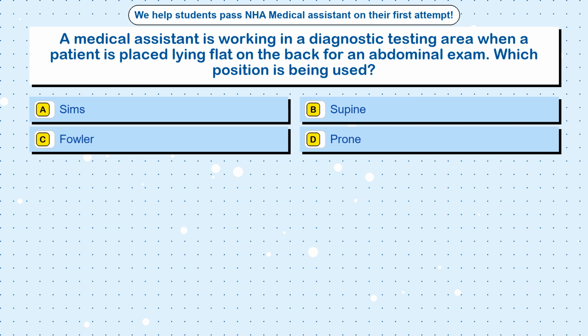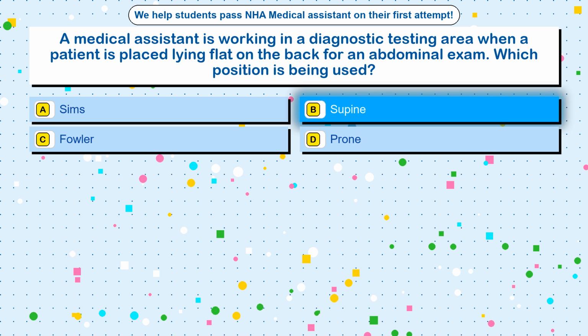Question 28. A medical assistant is working in a diagnostic testing area when a patient is placed lying flat on the back for an abdominal exam. Which position is being used? Option A, Sims. Option B, supine. Option C, Fowler. Option D, prone. The correct answer is option B, supine.